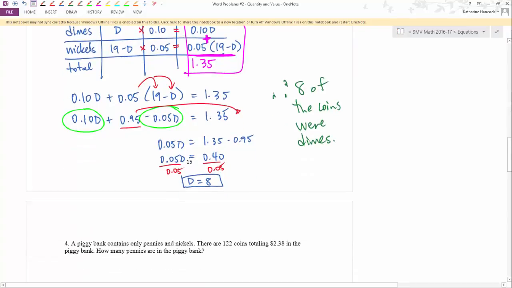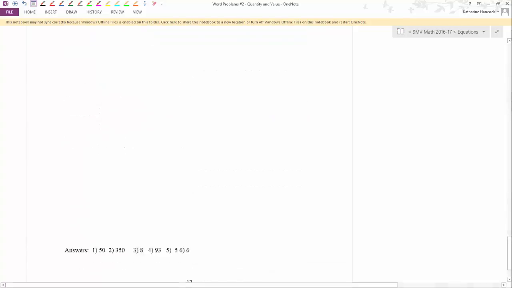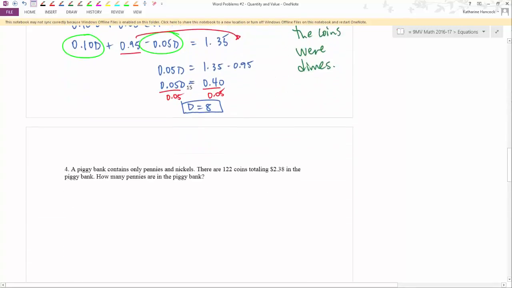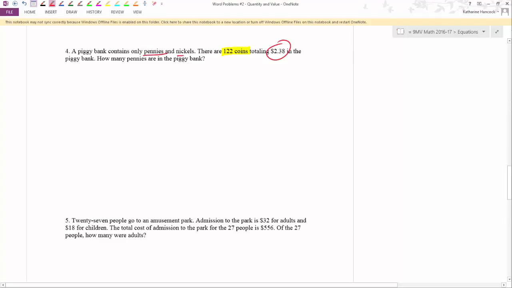Number times value equals total. We have 1, 2, 3 more to go. I'm going to go a little bit faster now. Looking for the key things. A piggy bank contains only pennies and nickels. 122 coins totaling $2.38. Remember, we have pennies and nickels, even though pennies aren't a thing anymore. How many pennies are in the bank?